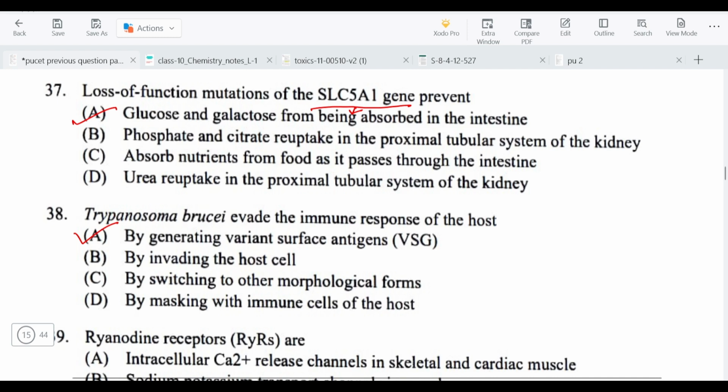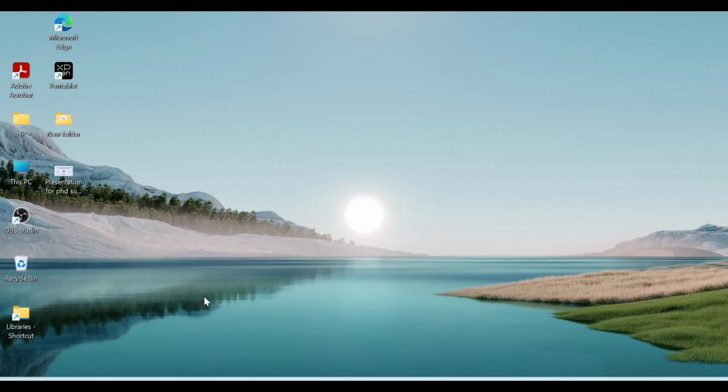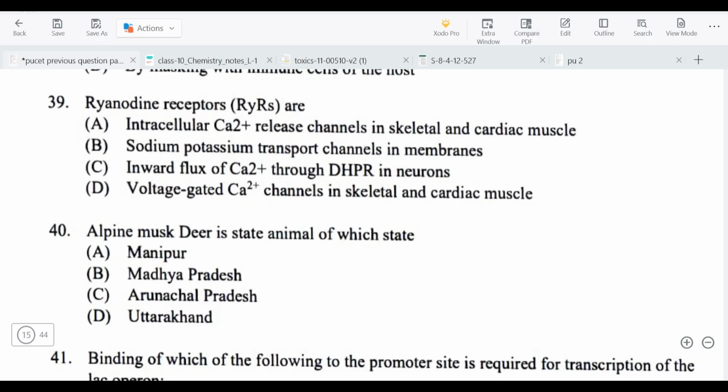ryanodine receptors, RyRs, are intracellular calcium release channels in skeletal and cardiac muscle. So these receptors are present in skeletal and cardiac muscles, and they are responsible for the transportation of these calcium ions.